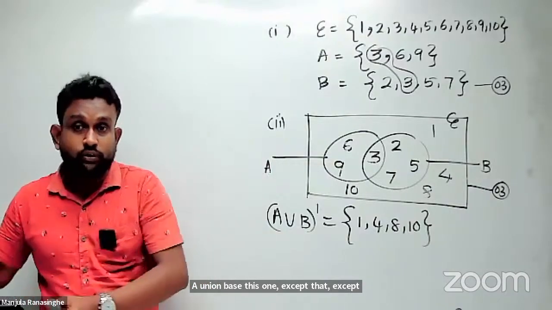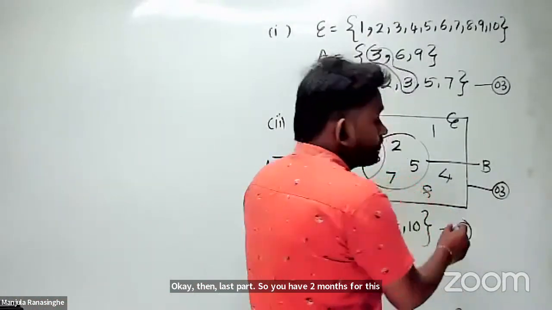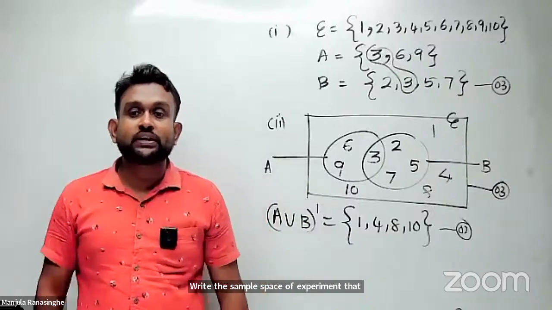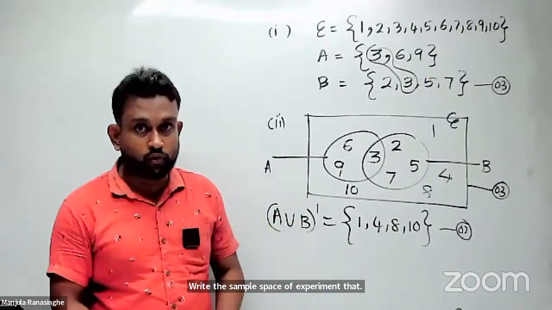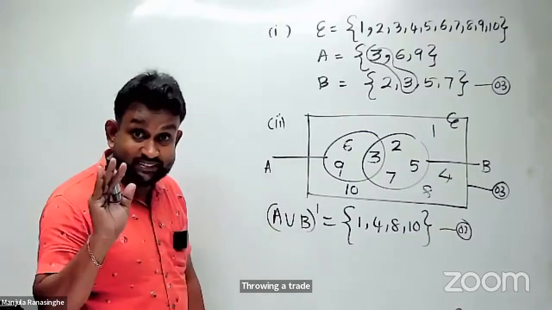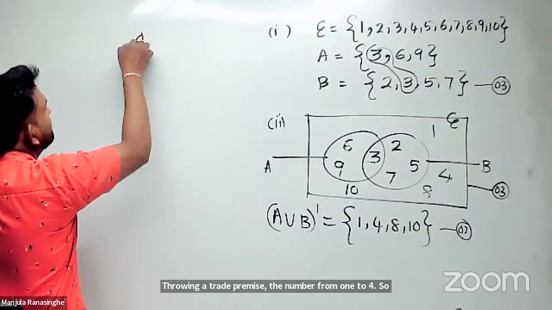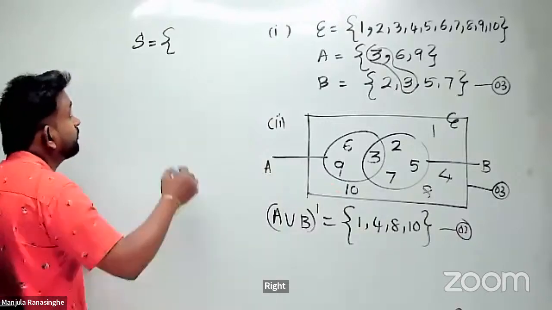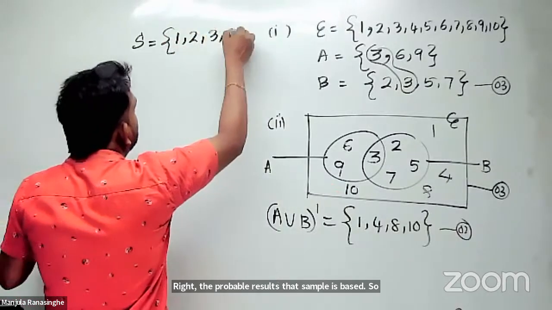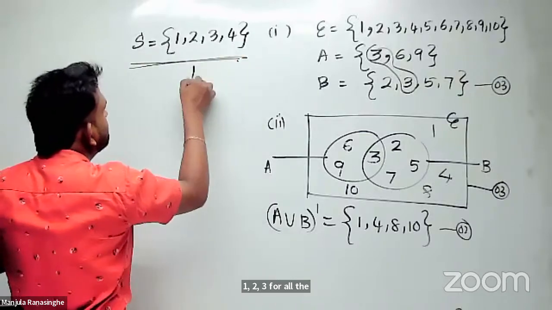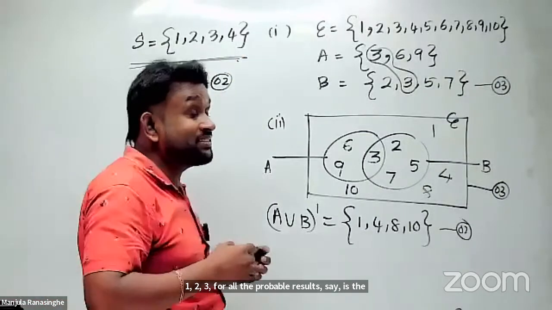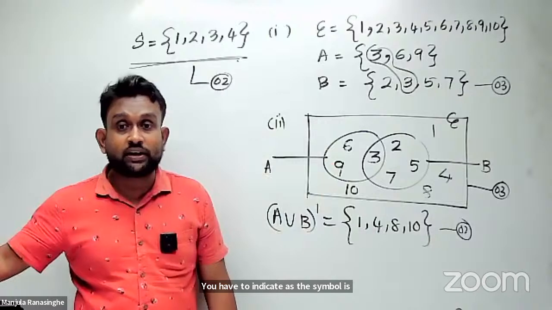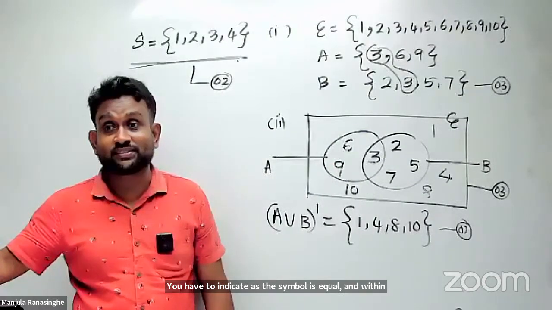Okay, then the last part. So you have 2 marks for this one. The last part: write the sample space of the experiment of throwing a tetrahedron dice with numbers from 1 to 4. So the normal sample space is also a set, to be indicated as S. So S equals, right, the probable results, that is the sample space. So what are the probable results from 1 to 4? 1, 2, 3, 4. All the probable results set is the sample space. So you have 2 marks. It is a set. You have to indicate the symbol S equals and within the curly brackets all the elements, right? That contains 2 marks.